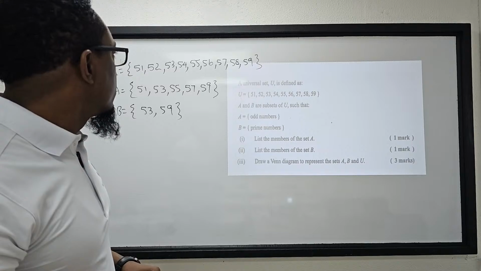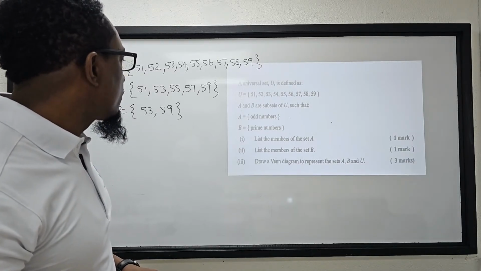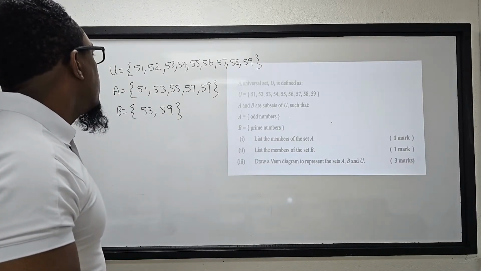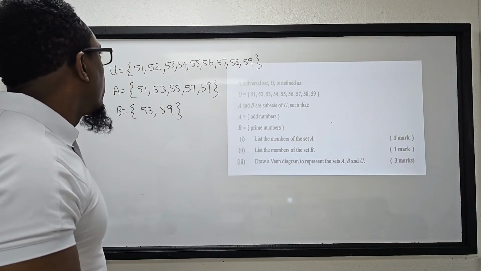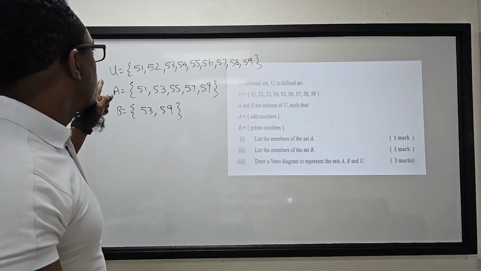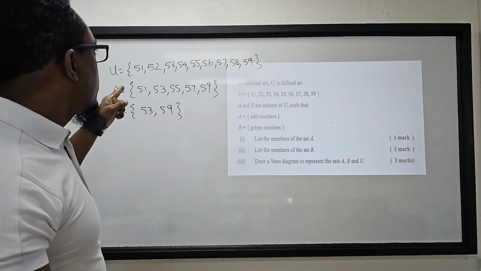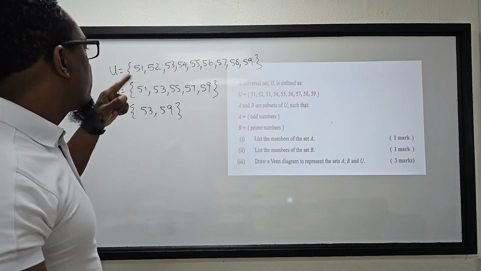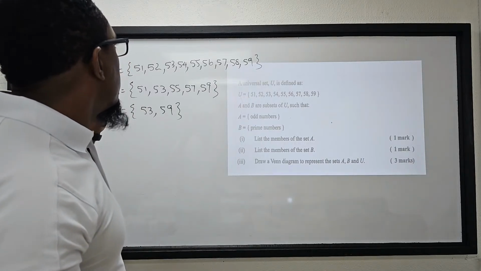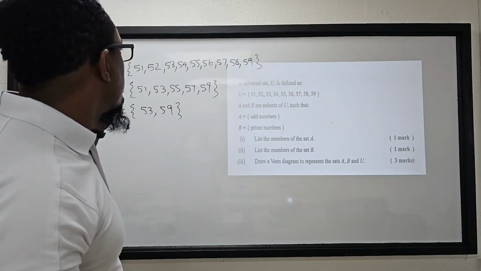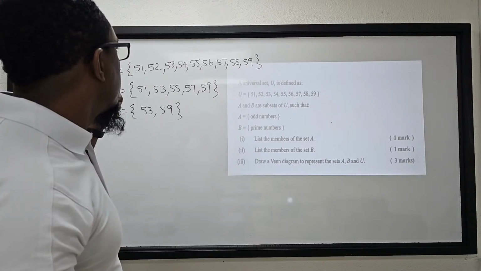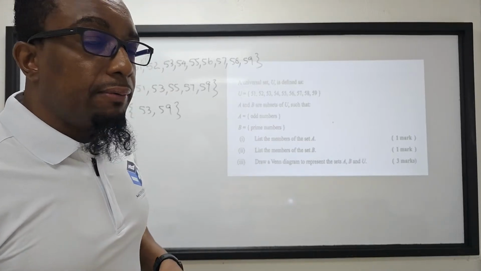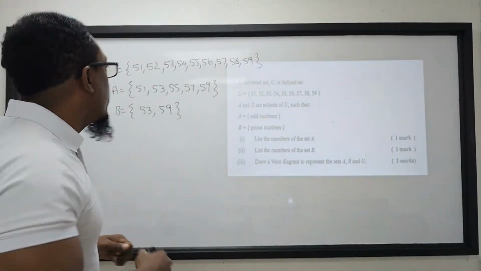So if we are to draw a Venn diagram to represent the information, yeah? Let's double check here: odd numbers 51, 53, 55, 57 and 59, and our prime numbers will be 53 and 59. Good, yes. So what we want to do is to draw a Venn diagram, making sure we clearly show the elements common to both.